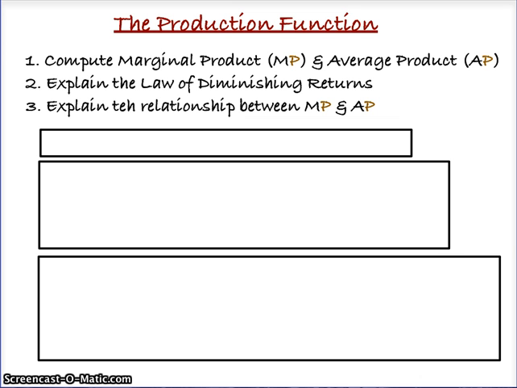So what are our goals in this particular unit, you can see here on the screen: compute marginal product and average product, explain the law of diminishing returns, and explain the relationship between marginal product and average product.